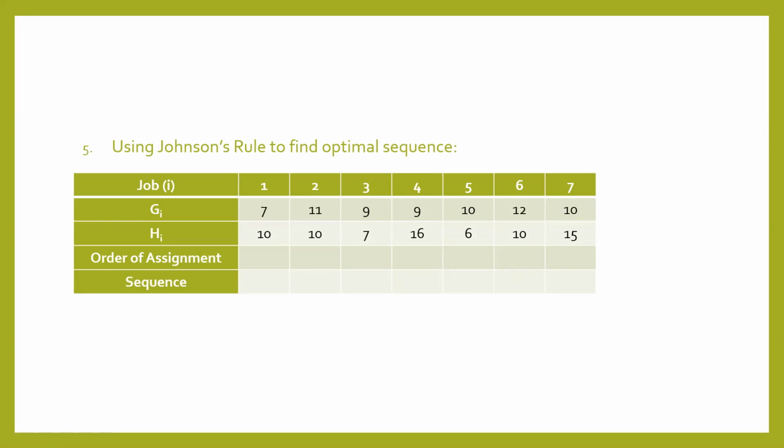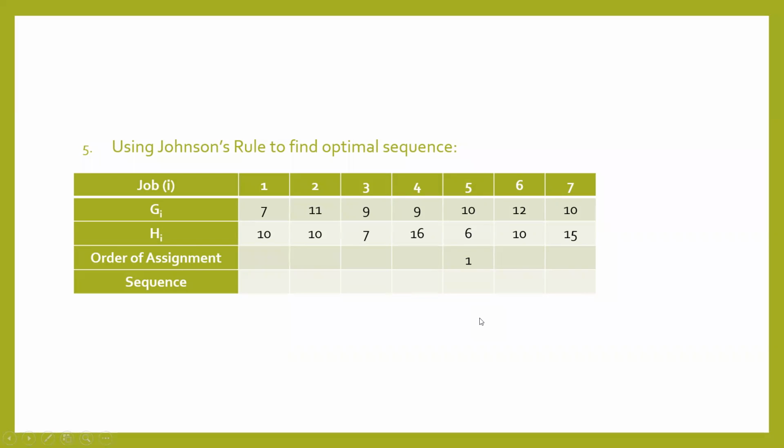And I have added 2 more rows. One is to indicate the order of assignment, and the other one is to indicate the sequence. Now compare all the processing times available, and find the least one. So from this table, you will find 6 is the least, and it belongs to the second machine. So this will go at the end of the sequence. And I'll process this one first.